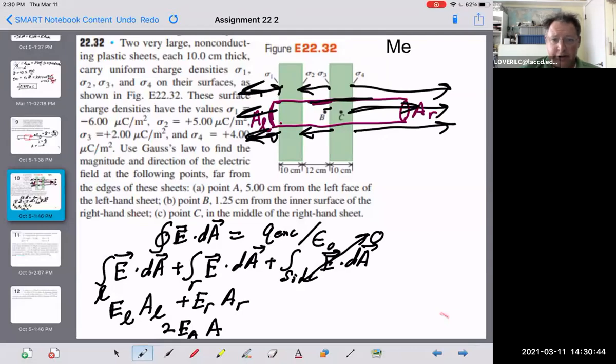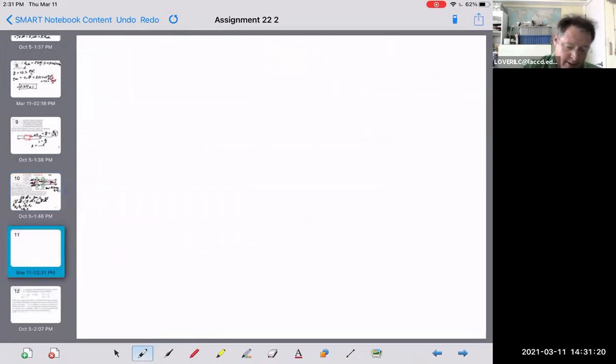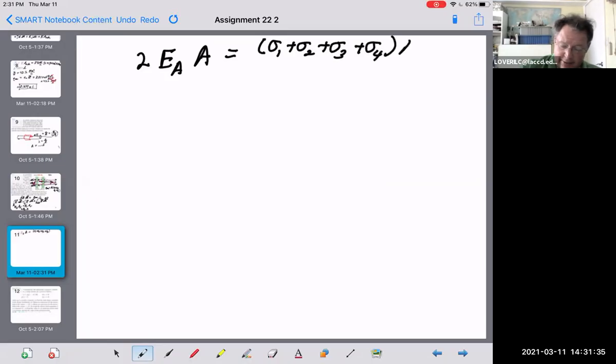Now let's start thinking about the charge enclosed. Notice each of these is a surface charge, and each one has the same area enclosed as the area of this cylinder. So my charge enclosed is going to be the area times sigma 1 plus sigma 2 plus sigma 3 plus sigma 4. Okay. So when I put this all together, I find that 2 E at point A times the area equals sigma 1 plus sigma 2 plus sigma 3 plus sigma 4 times the area all over epsilon naught.